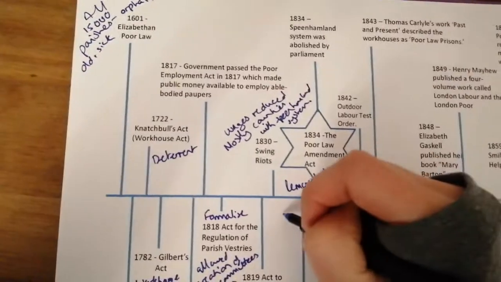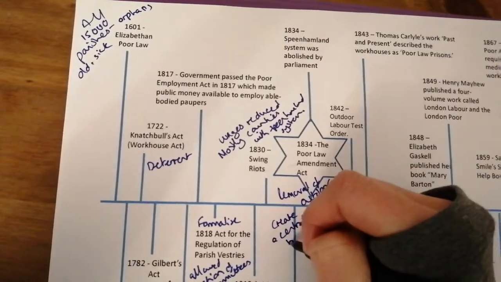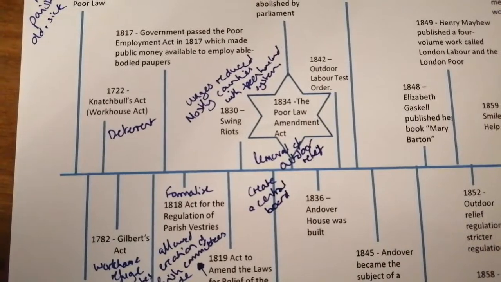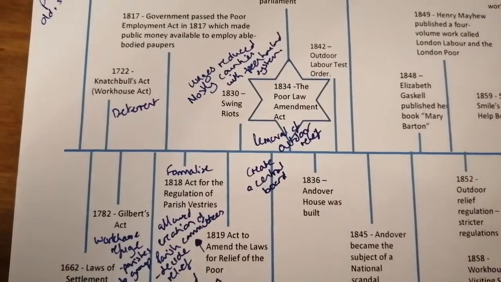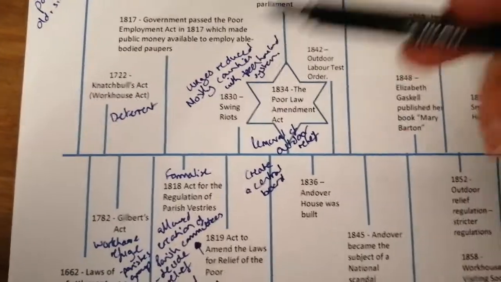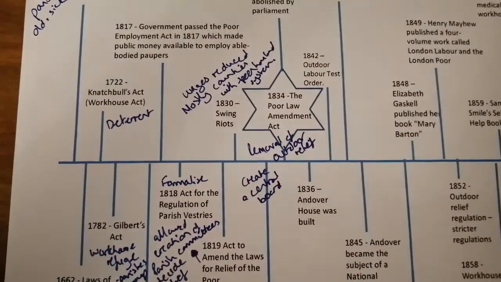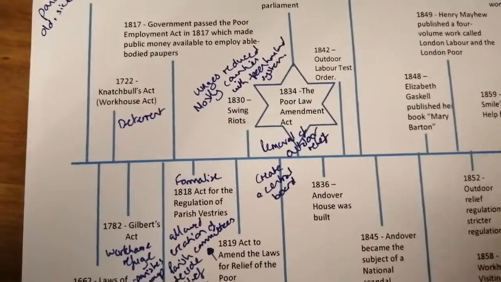The other good thing about this was they did create a central board. And the idea behind this was that they were going to try and standardise things, try and make things a bit better. But as we're going to see, it doesn't really make much difference. Now, with the 1834, they obviously get rid of all the outdoor relief and they start building more workhouses. So, for instance, in 1836, Andover workhouse was built.